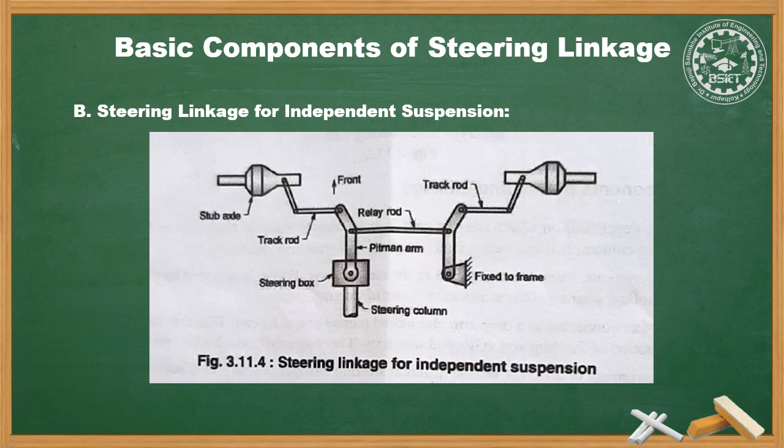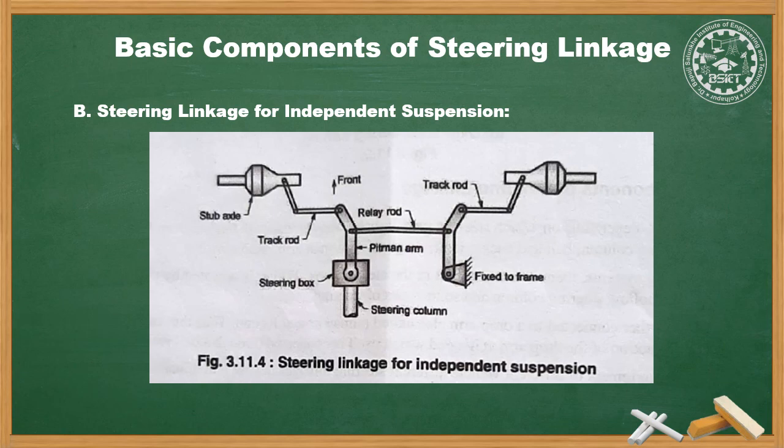The relay rod is connected at one end to an idler arm supported on the body structure and to the drop arm of the steering gear at the other end through ball joints. The relay rod is restricted to move in the horizontal plane only. Movement in the vertical plane is provided by the outer portion, that is the tie rod, about the end ball joints.